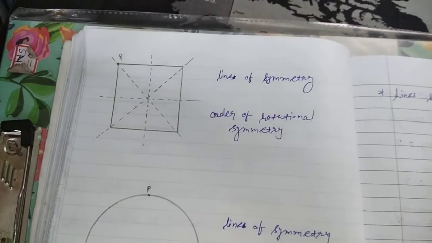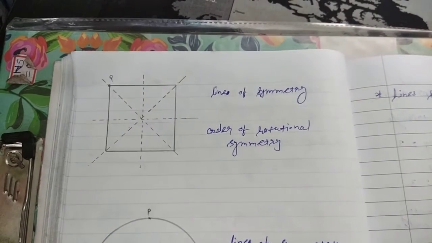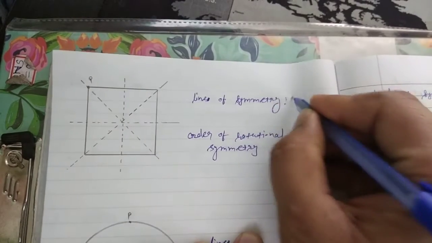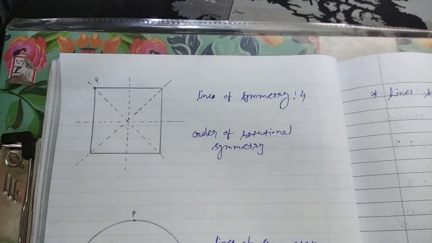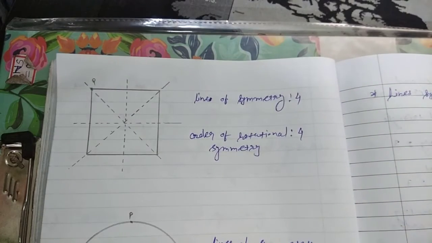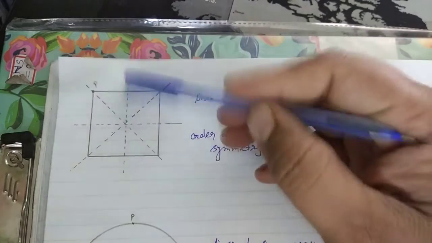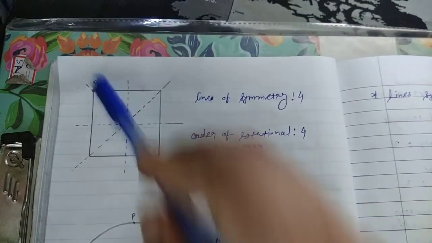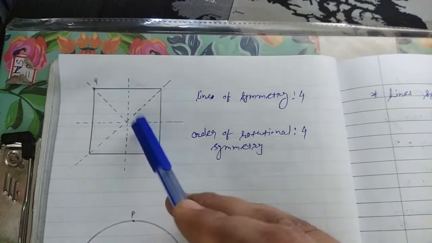So for that we will take a square. As we already have discussed, the number of lines of symmetry for a square is 4, and the order of rotational symmetry, which we also discussed in our earlier video lecture, is 4. Here we can see the lines of symmetry: one vertical line, one horizontal line, and two diagonal lines, that is 1, 2, 3 and 4. These four dotted lines are the lines of symmetry for a square.